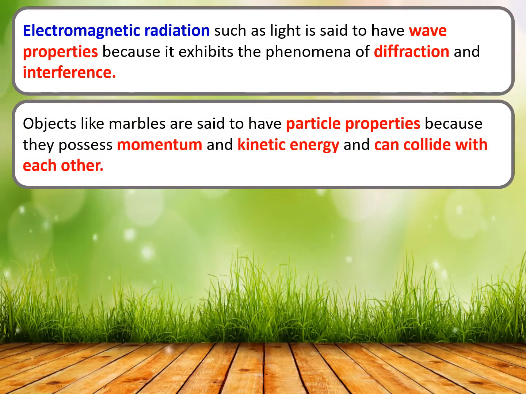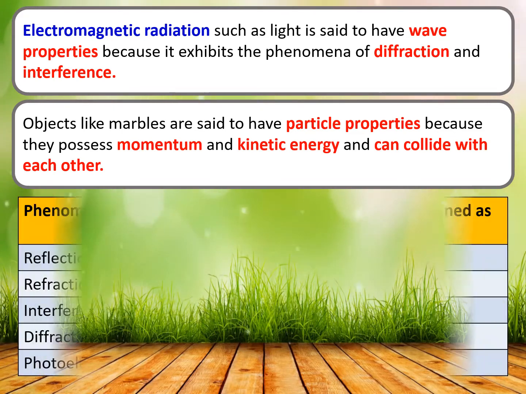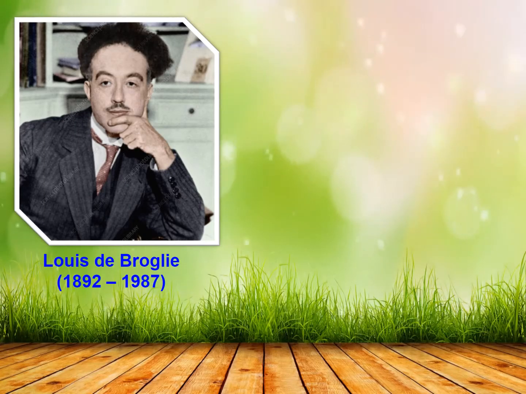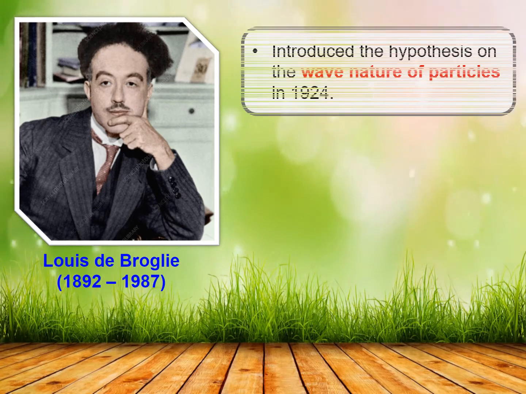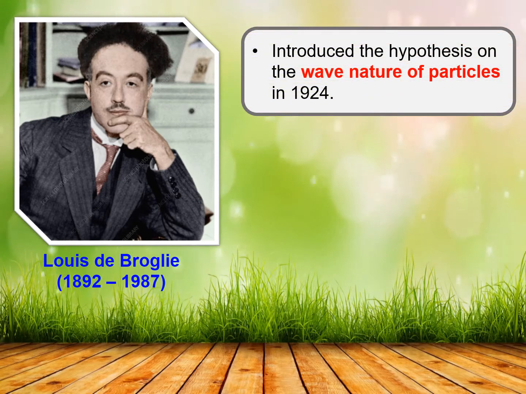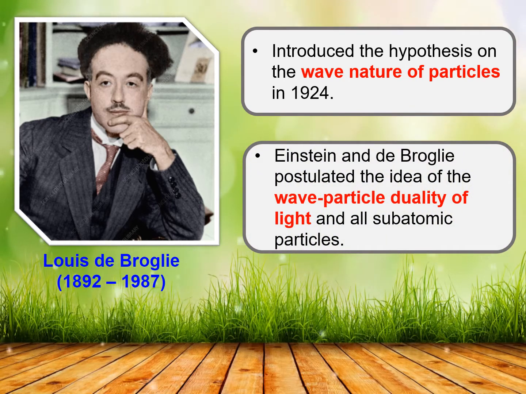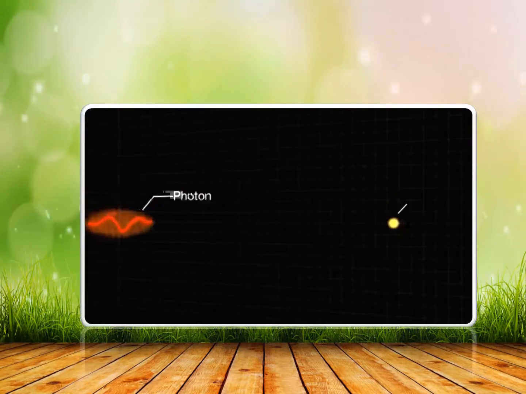Objects like marbles are said to have particle properties because they possess momentum and kinetic energy and can collide with each other. Here is a table showing which phenomena can be explained as waves and particles. Louis de Broglie introduced the hypothesis on the wave nature of particles in 1924. Einstein and de Broglie postulated the idea of wave-particle duality of light and all subatomic particles.